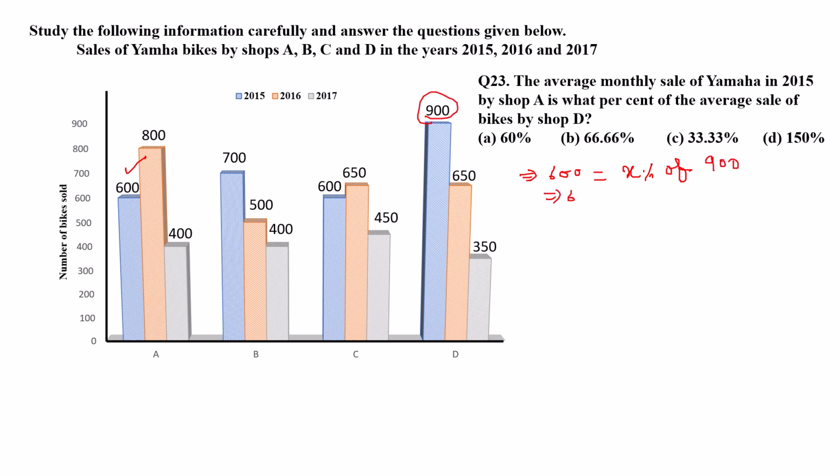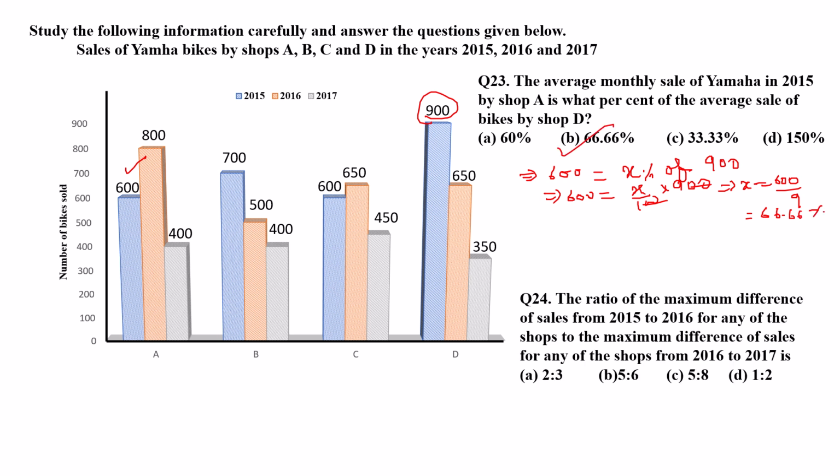So you will get 600 equal to X by 100 into 900. So 0, 0 cancel. So X will be 600 divided by 9, and 66.66%. So B is the correct option. Now next question. The ratio of the maximum difference of sales from 2015 to 16 for any of the shops.